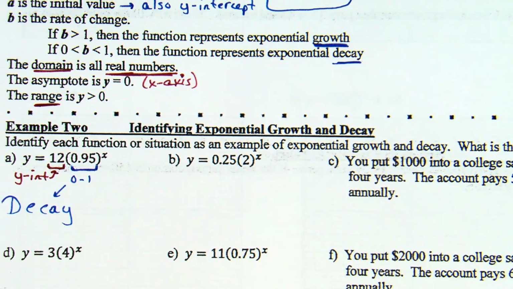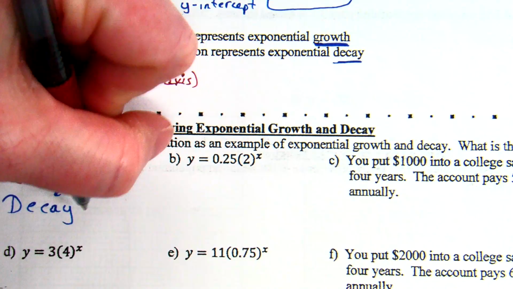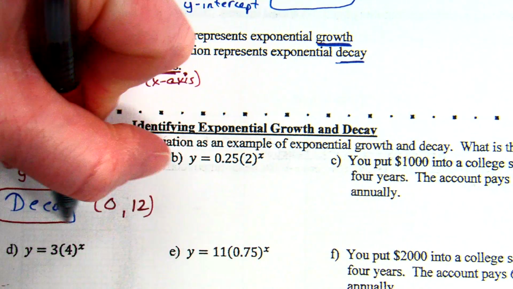Now, for me, I'm okay if you say the y-intercept is 12. I feel like MathXL might want an ordered pair based on what I have written down here. So what is a y-intercept of 12 as an ordered pair? 0, 12. 0, 12, because that means 0 went in for x, and 12 is my y-intercept. So a decay and a y-intercept of 12. Questions on that?